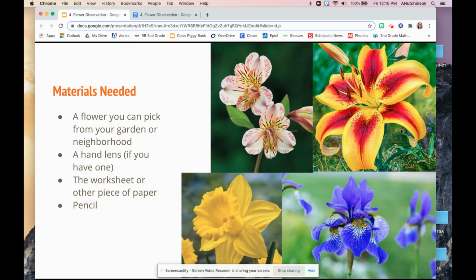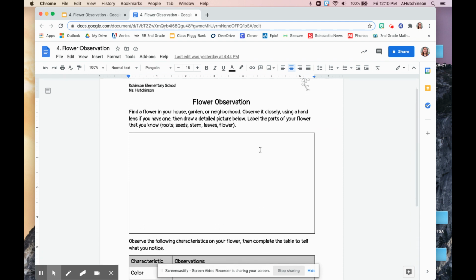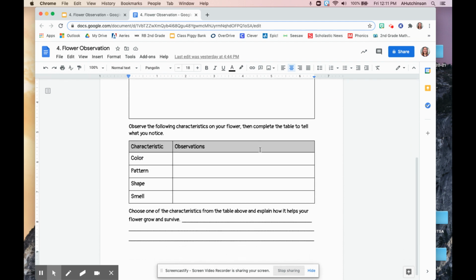You will need some materials for this activity. First, you'll want a flower that you can pick from your garden or in your neighborhood, a hand lens, if you have one. A hand lens is also known as a magnifying glass. There's a worksheet that you can print to complete this activity, or you can always do it on another piece of paper. The worksheet looks like this: flower observation, and there's a few questions for you.